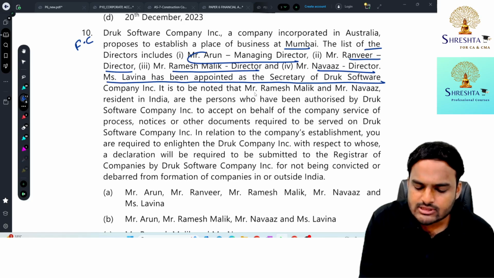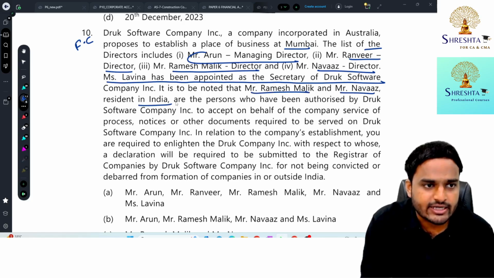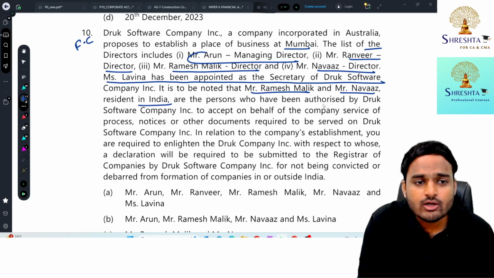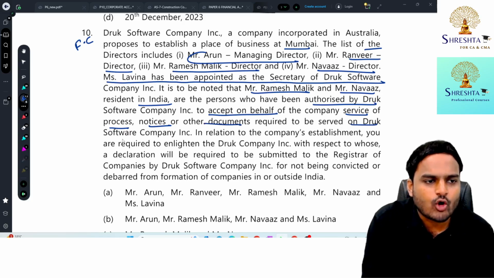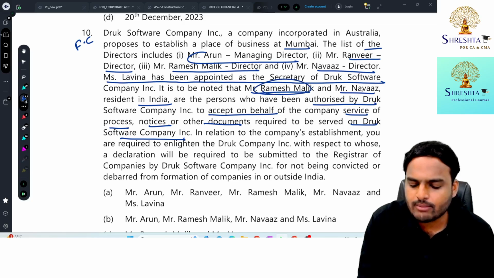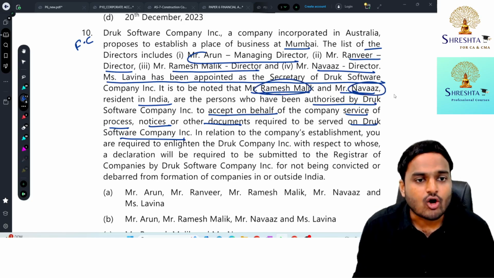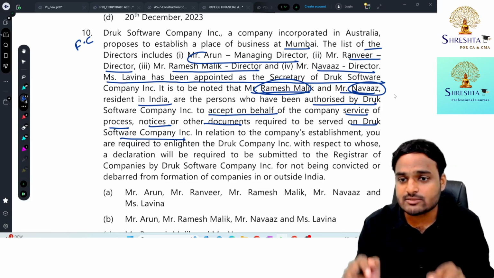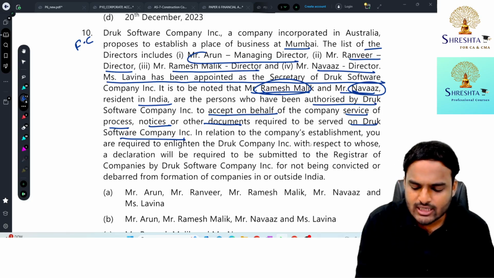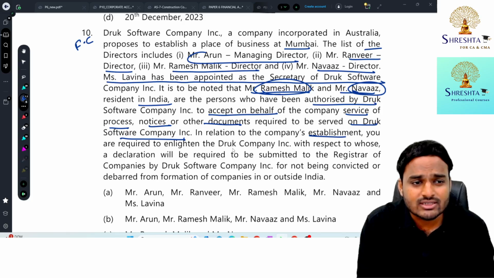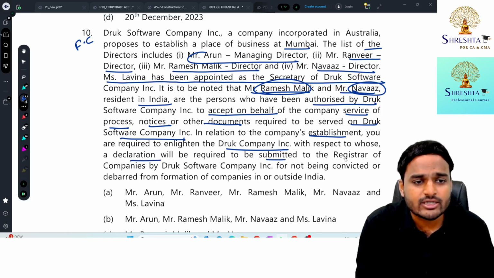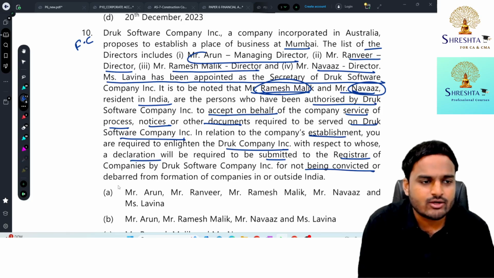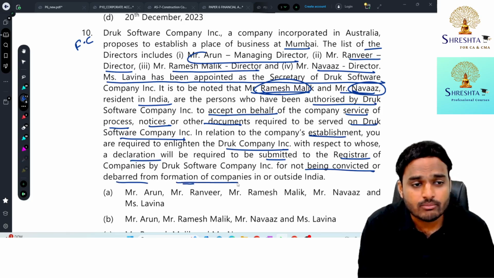It is to be noted that Mr. Ramesh Malik and Mr. Nawaz, resident in India, are the persons who have been authorized by the foreign company to accept on behalf of the company service of process, notices or other documents required to be served on the foreign company. That means these two people, Ramesh Malik and Nawaz, are authorized persons in India. In relation to the company's establishment, you are required to enlighten the drug company INC with respect to whose declaration will be required to be submitted to registrar for not being convicted or debarred from formation of company in or outside India.